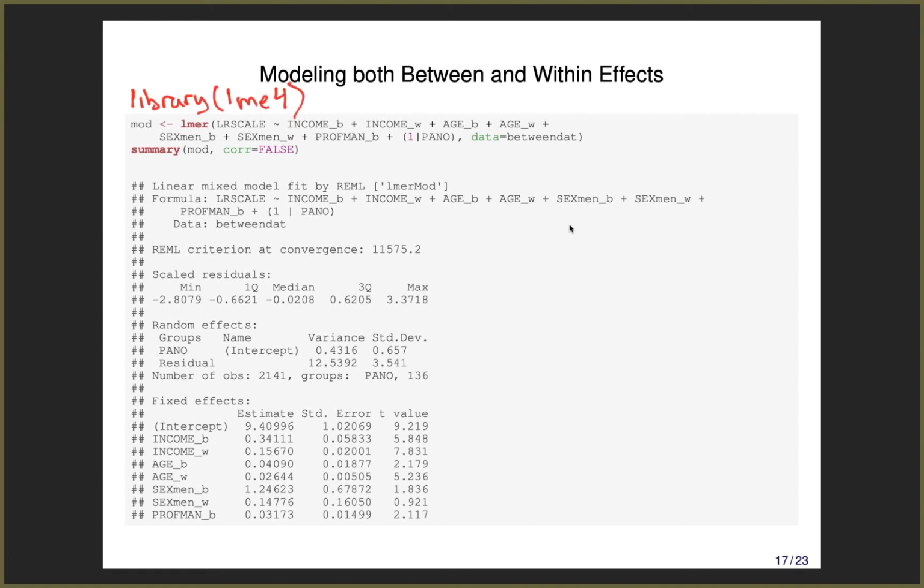I don't know why that didn't print, but LME4 is the package that we're using, which you'll have to install probably. And the function that we're using here is called lmer for linear mixed effects regression.